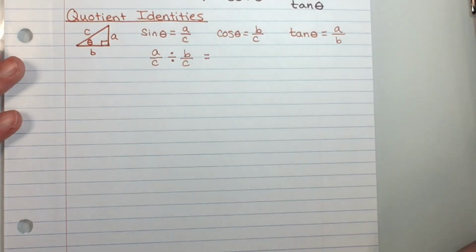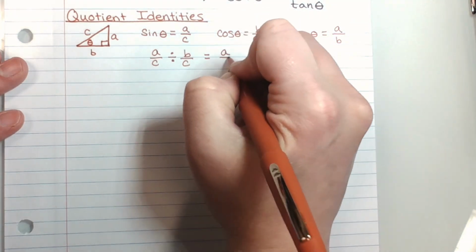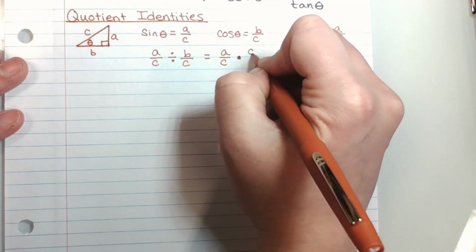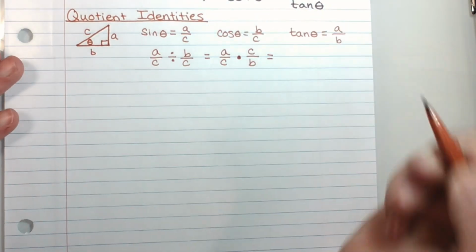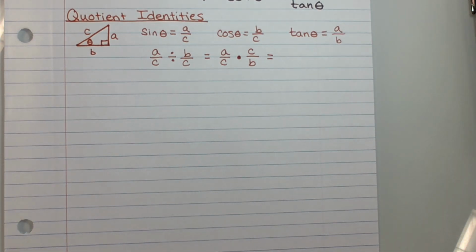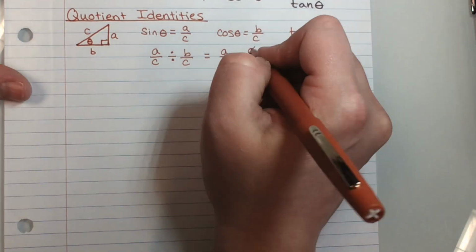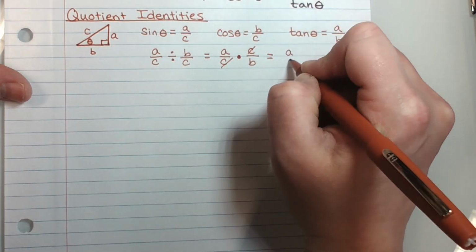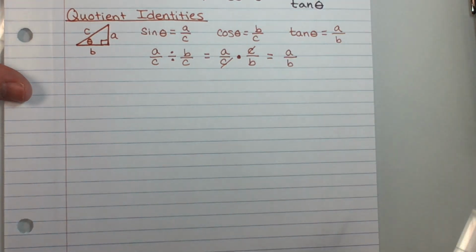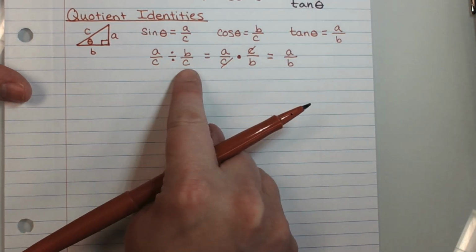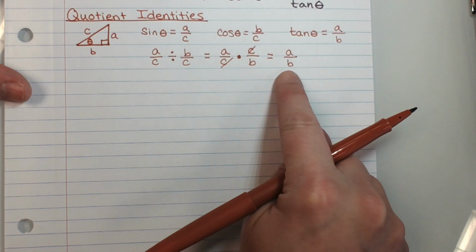Multiply by the reciprocal: keep, change, flip. So I get A over C getting multiplied by C over B. To multiply, I can multiply straight across, or I can simplify before I multiply. What's going to cancel out? C, and I'm left with A over B. Therefore, this was sine, this was cosine, and it turns into tangent.